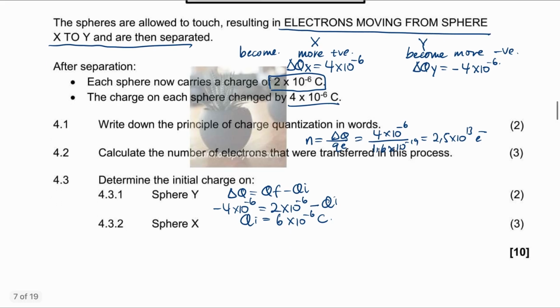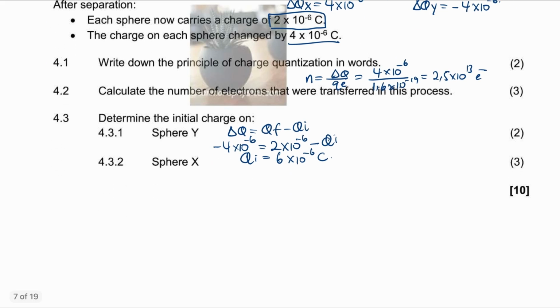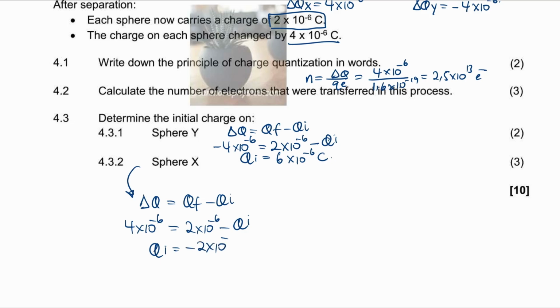And then for the next one, we can repeat the same process. The delta Q for X is going to equal the Q final minus the Q initial. Because X lost electrons, it lost charges, its change in charge will be positive. So 4 times 10 to the power minus 6 is equal to, the final is 2 times 10 to the power minus 6 minus the initial. The initial is then going to be minus 2 times 10 to the power minus 6 coulombs.